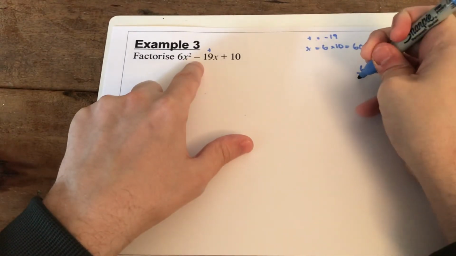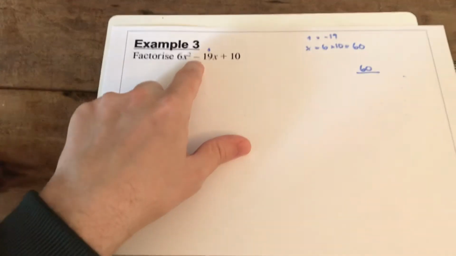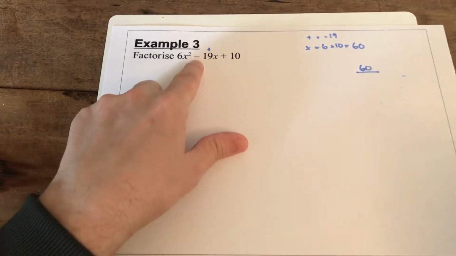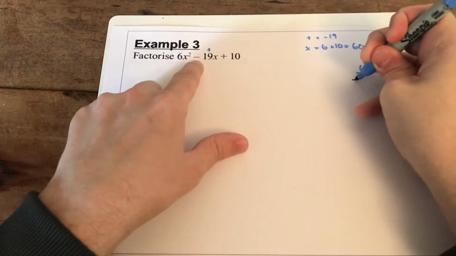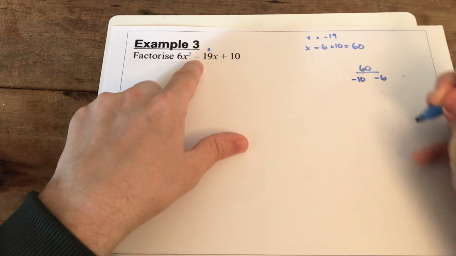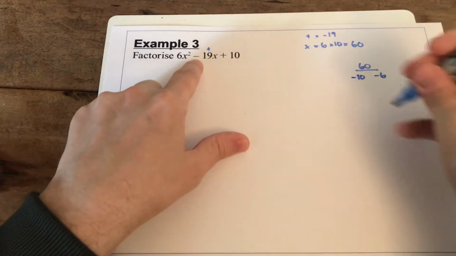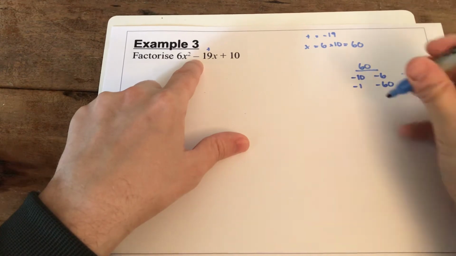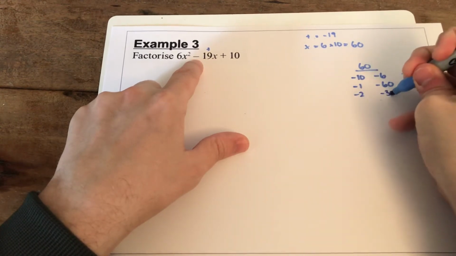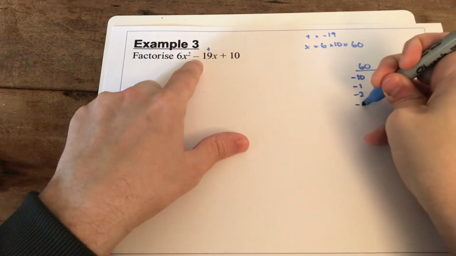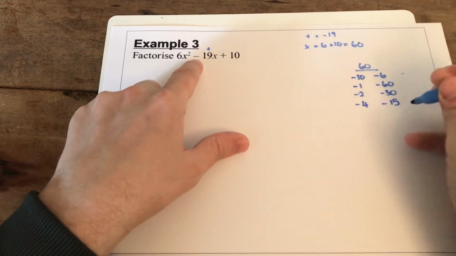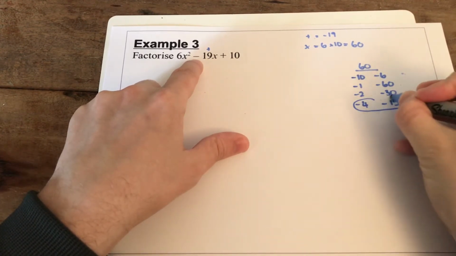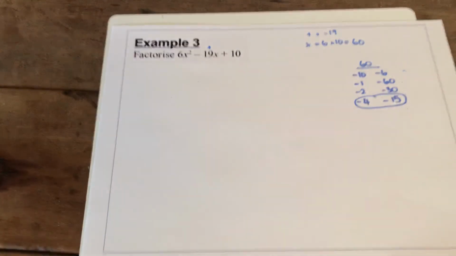So we list some numbers that we know that times to give 60 and we have both of them as negatives. So we can go minus 10 and minus 6. That doesn't work. We can say minus 1 and minus 60. I knew that one wasn't going to work. Minus 2 and minus 30. Then I can go minus 4 and minus 15. That happens to work because it adds to give me minus 19.